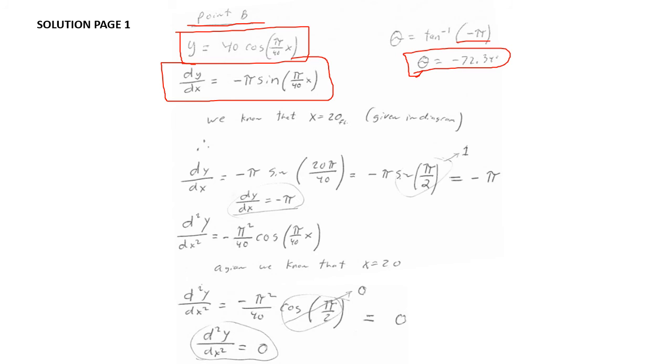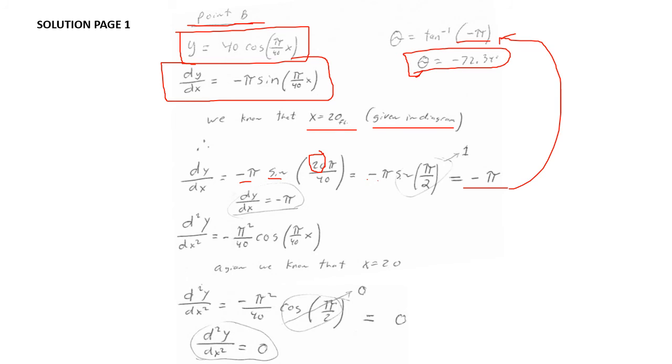So at point B, we know that our x is equal to 20 feet given in our initial diagram, so we can plug this in over here. So dy dx is equal to negative pi times the sine of 20 pi over 40 here. When we plug in our value of 20 for x, it goes right there. So this reduces down now. We say that negative pi times the sine of pi over 2, which is 1, is negative pi. So again, that's where this came from when we were calculating our theta term right there.